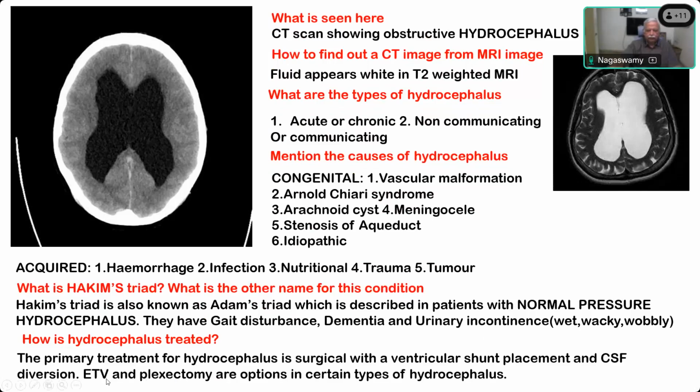What is ETV? Endoscopic third ventriculostomy. Okay. So you put a tube by endoscopy through the nose, puncture the third ventricle and drain the fluid. Okay? Then fenestration is also often shown as treatment of hydrocephalus.